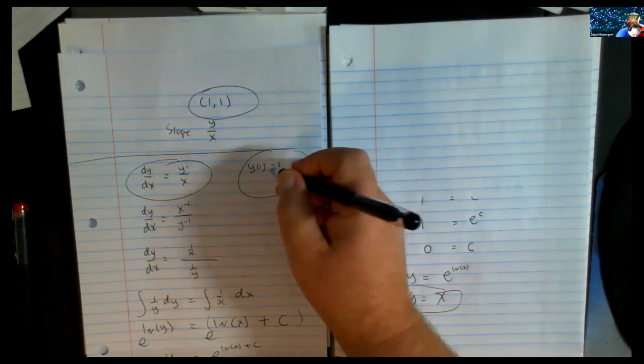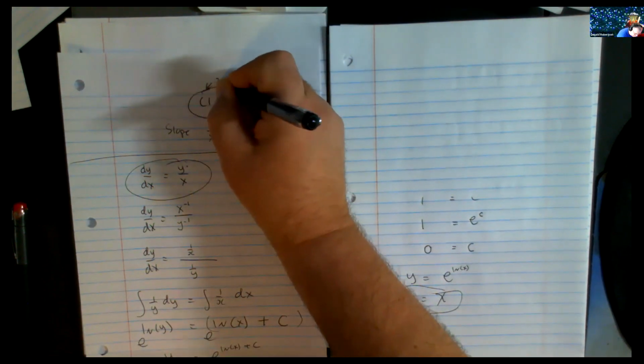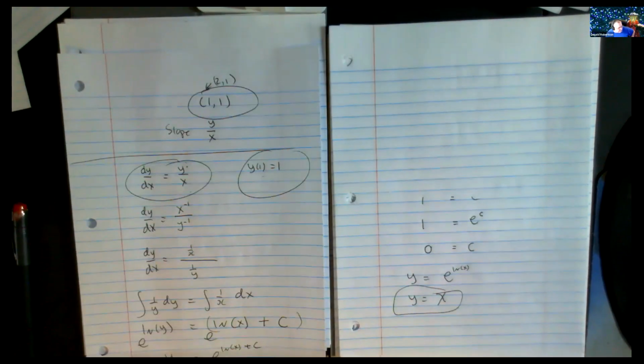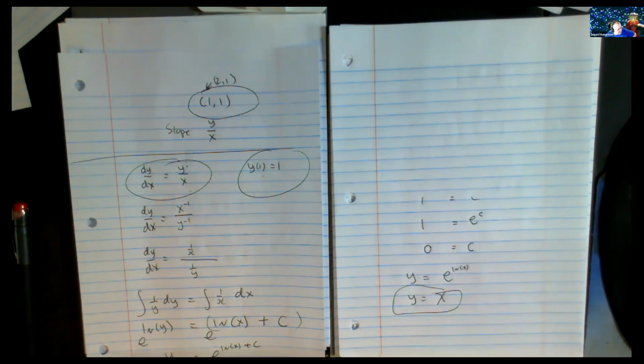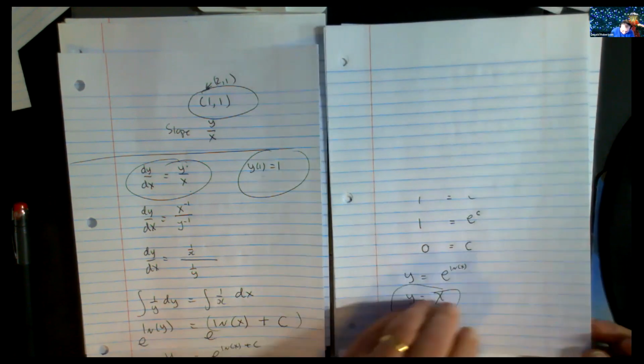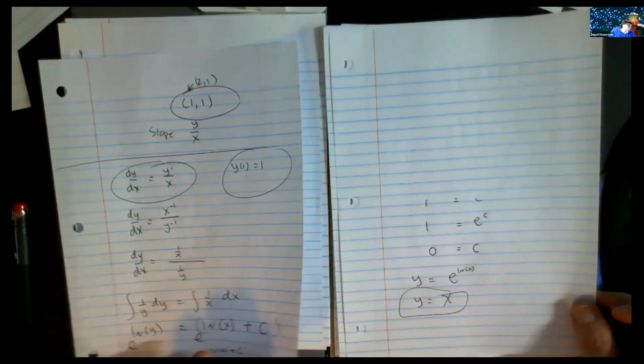Now, if I change this to 2, 1, wouldn't that give me a different value for c? And I would end up with some other straight line, I suspect, but not y equals x. I might end up with y equals 2x or a half x or something like that. And that is a nice point for us to finish, as far as that's concerned.